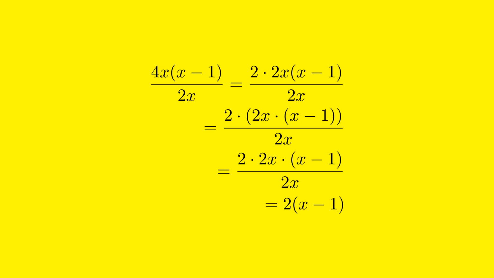Since any number divided by 1 is just that number, we can further simplify by eliminating the denominator, which is 1. Thus, our final simplified expression is 2 times x minus 1. We have now reached the simplest form of the given rational expression.